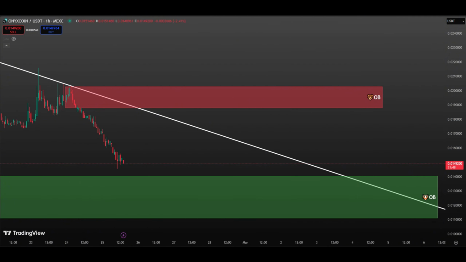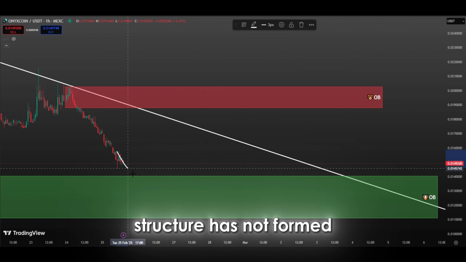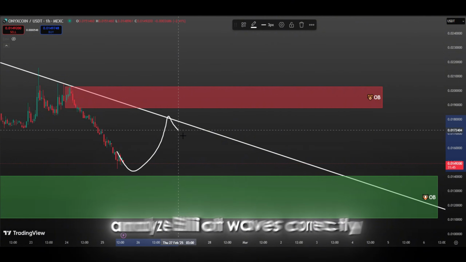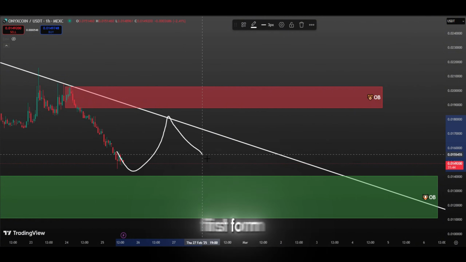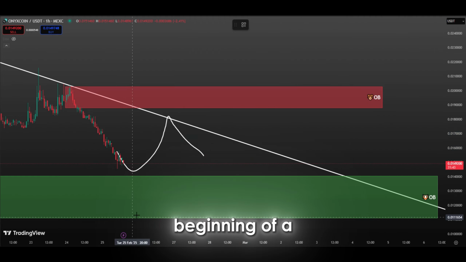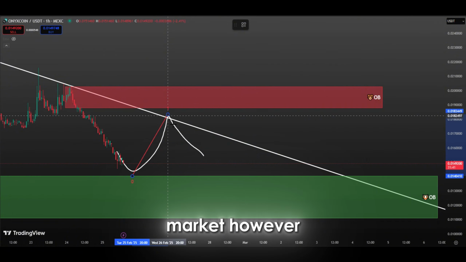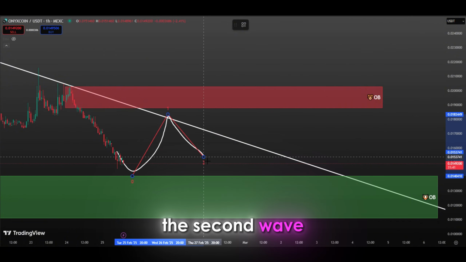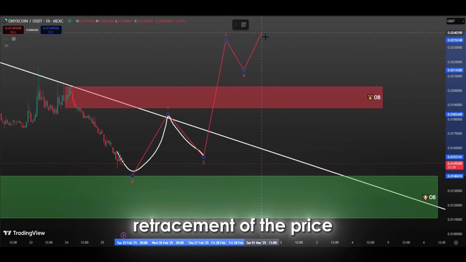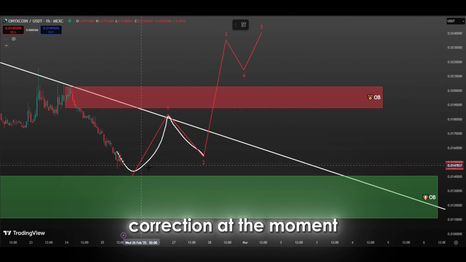And as of now, according to the Elliott wave theory, a distinct wave structure has not formed. In order to analyze Elliott waves correctly, the first and second waves must first form. The first wave usually represents the beginning of a new trend and indicates that buyers are gaining strength in the market. However, the second wave, which immediately follows the uptrend, is a partial retracement of the price and allows us to understand whether this movement is a healthy correction.